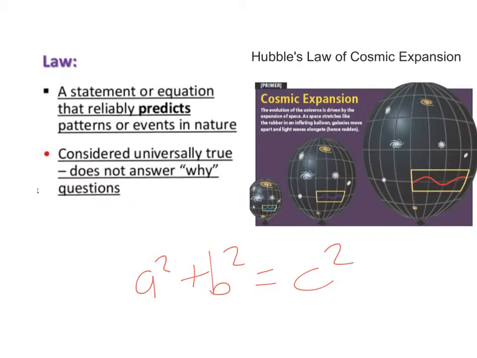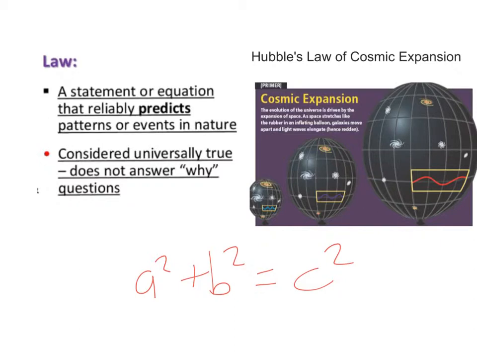And that equation really just says that one side of a triangle times itself plus another side of a triangle times itself equals the third side of the triangle times itself. In words, that's pretty bulky, but an equation simplifies it. So laws in science are often written in the form of equations, and don't let that scare you. It's still a description of a pattern or an event in nature.